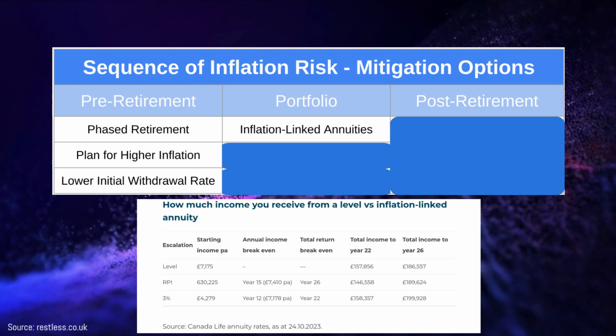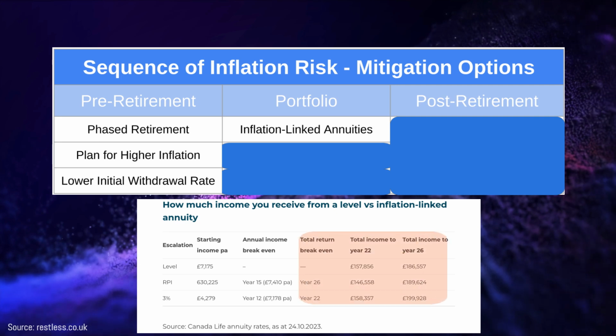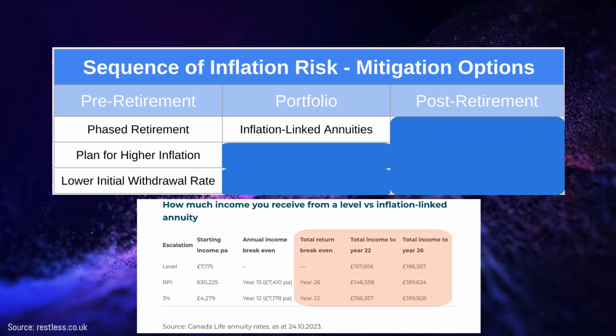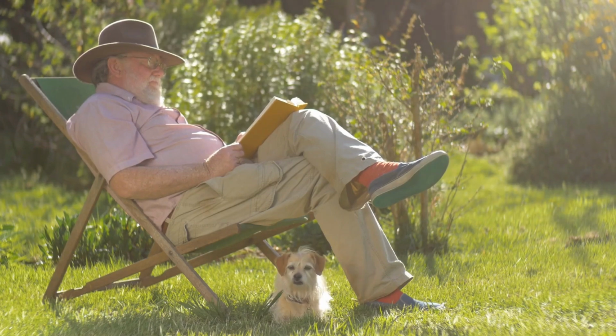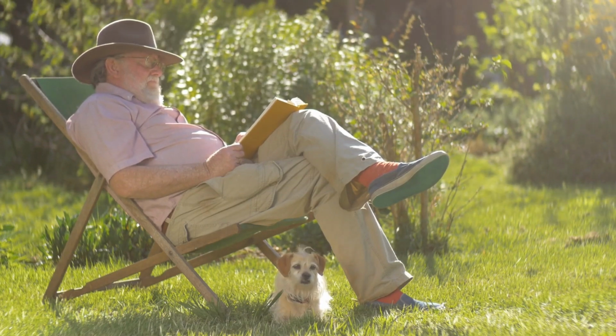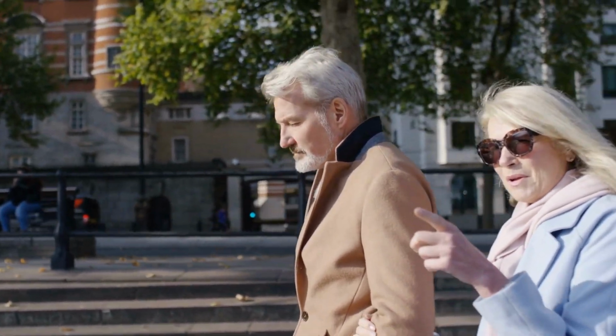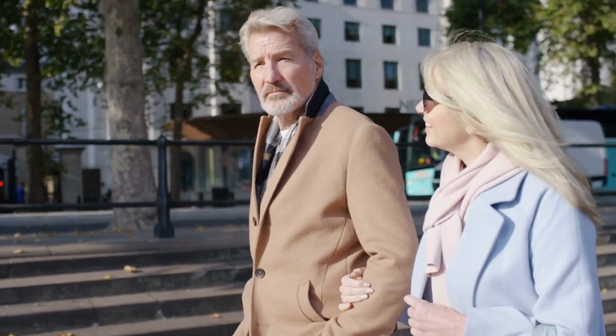With escalating and inflation-linked lifetime annuities, it takes about 20 to 25 years to recoup your costs, known as the annuity payback period. A good middle ground is a fixed-term escalating or inflation-linked annuity for the first 10 to 15 years of your retirement, providing protection against both sequence risks.